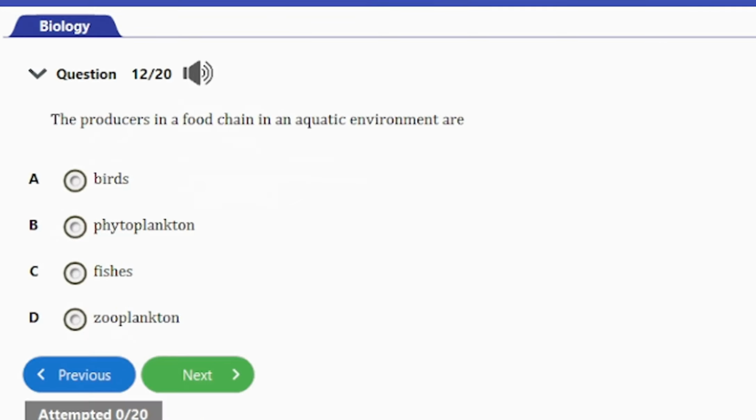So let's consider the next question, question number 12. The producers in a food chain in an aquatic environment are A, birds, B, phytoplankton, C, fishes, D, zooplankton. So guys, the answer to this question is option B, and that's the phytoplankton. They are the organisms here that have the chlorophyll and ability to manufacture their food. So that's the answer to this question, option B.